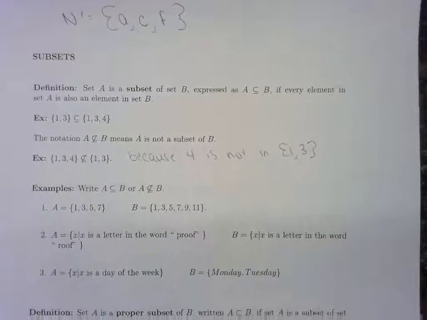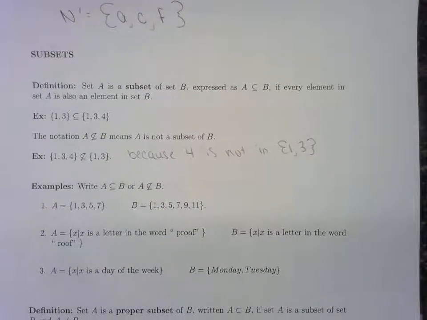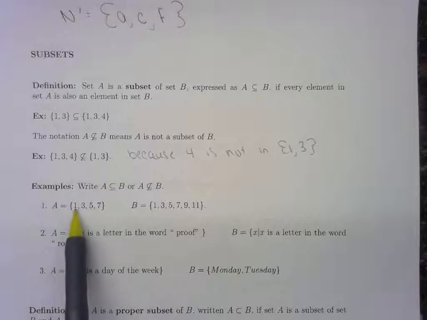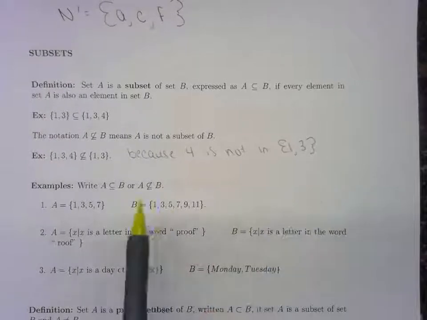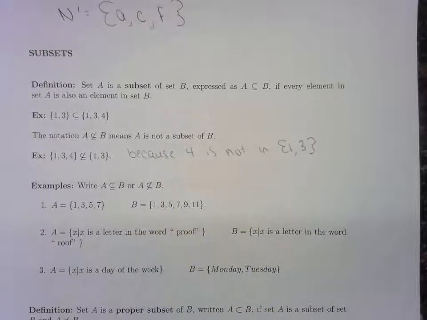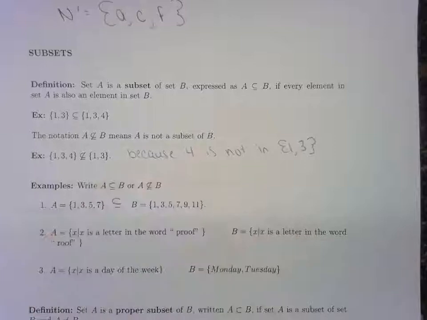Okay, so examples for subsets. It says write A is a subset of B or A is not a subset of B. Okay, so we have A is {1, 3, 5, 7}. B is {1, 3, 5, 7, 9, 11}. So we need to check if A is a subset of B. Okay, so we would check, make sure 1, 3, 5, and 7 is in this set. So 1, 3, 5, 7 is all in that set, so we would have a subset here.